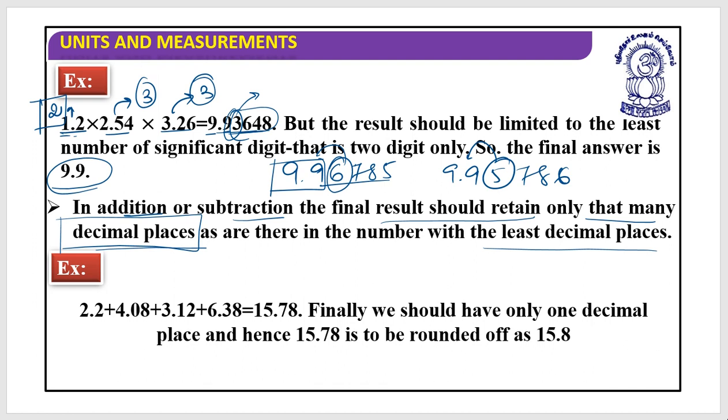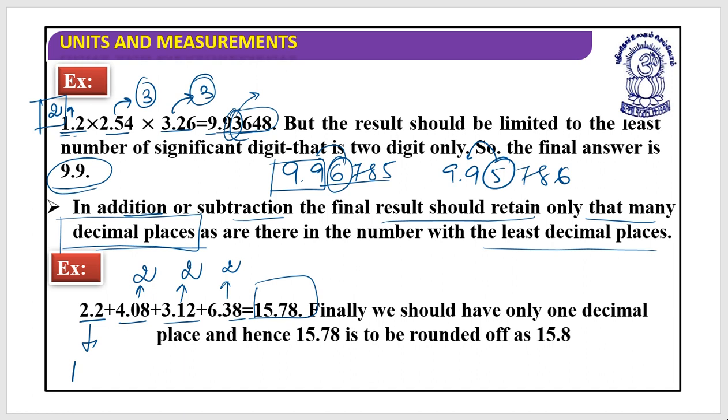Now let's look at the numbers. These four numbers are to be added. Now look at the decimal places. This has 1. I just need to look at the digits after the decimal. This number has 2, and this number has 2 decimal places. Yes. So my correct answer came, that is 15.78.